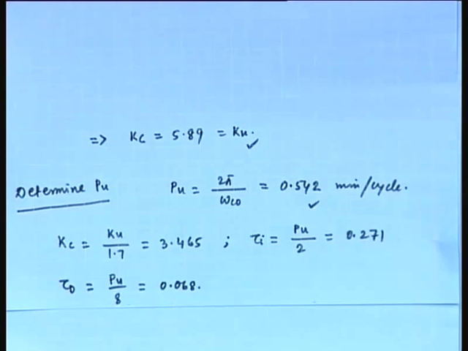So, in this way we can tune P only and PI controller also. Fine. So, today we discussed the Nyquist stability criteria with an example. Then we discussed the theory involved in Ziegler Nichols technique. Then we discussed one example to apply that ZN technique. Thank you.